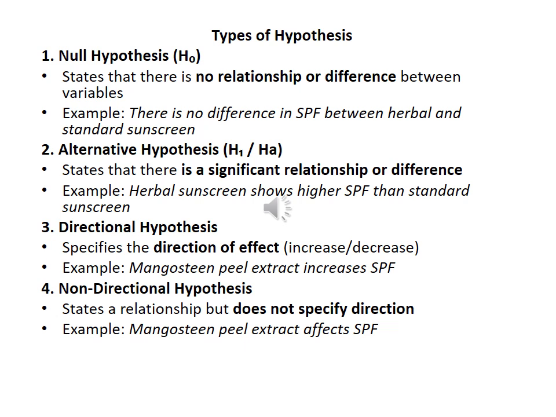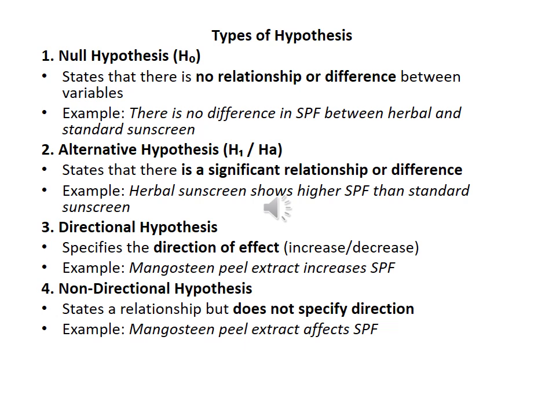And next is the directional hypothesis. It specifies the direction of effect. That means whether the SPF value increases or decreases with the herbal constituent. So it shows the direction of effect. That means whether it will improve or it will decrease with the treatment. So that is called the directional hypothesis. For example, mangosteen peel may increase the SPF value. So if the hypothesis shows the direction of effect, it can be called a directional hypothesis.